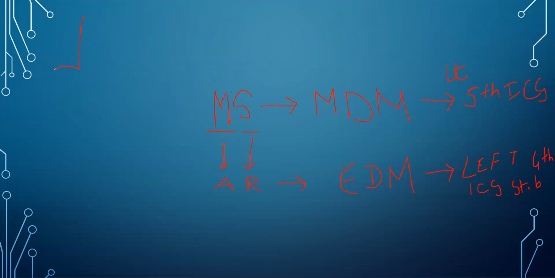Now, before we discuss this site, it's a good idea to know what the sites are. Let's say this is your sternum. And this is the left side. This is the right side. Let's say this is the right second intercostal space. This is the left second intercostal space. This is the fourth intercostal space. And this is the fifth intercostal space.